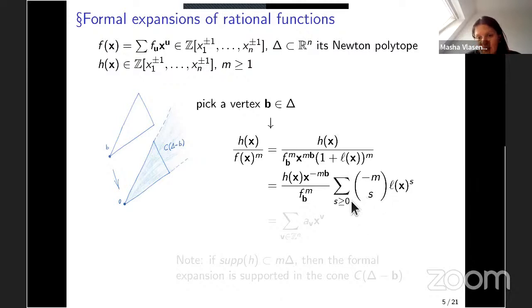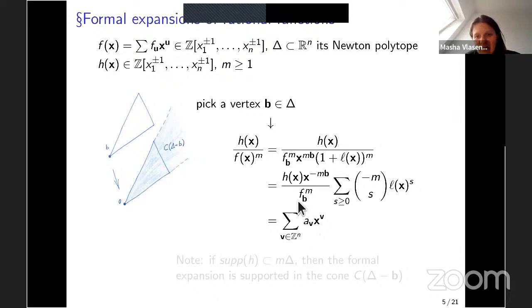Okay, and then we just multiply by finitely many monomials here. So the result is a sum over all vectors in D to the n, with coefficients in the localization of Z by this coefficient f_b. It is supported in the finite union of shifts of this cone.